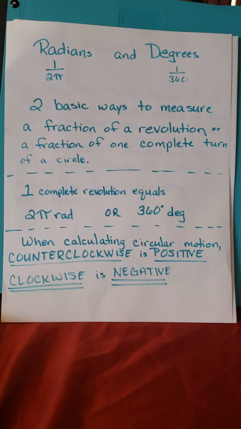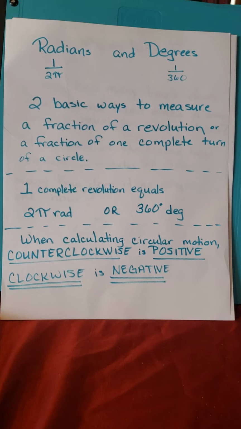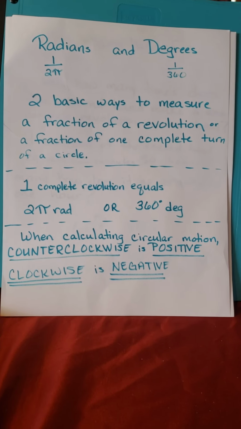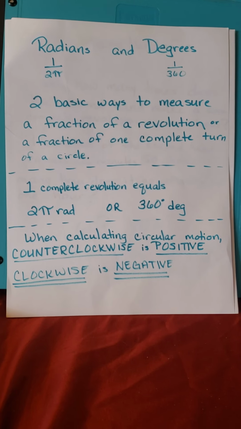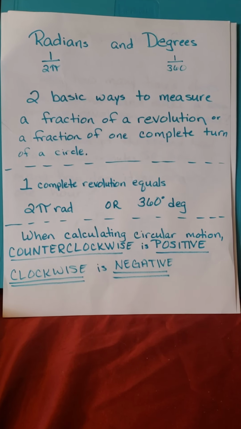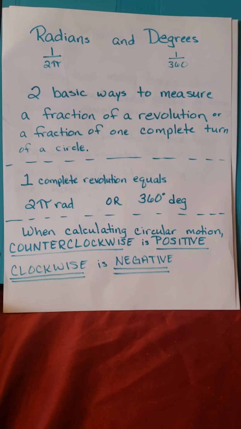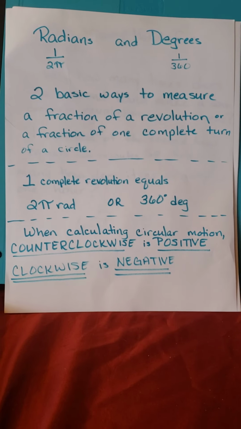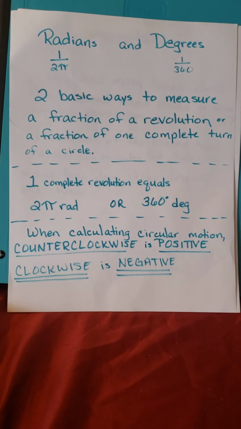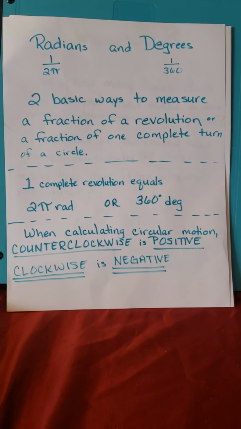The second thing I want you to remember is when calculating circular motion, counterclockwise is positive and clockwise is negative. That probably goes against the way you're used to thinking about things. The way a clock normally moves, we would consider that in a negative direction, and counterclockwise is positive. Yes, I know, physics never makes things easy.